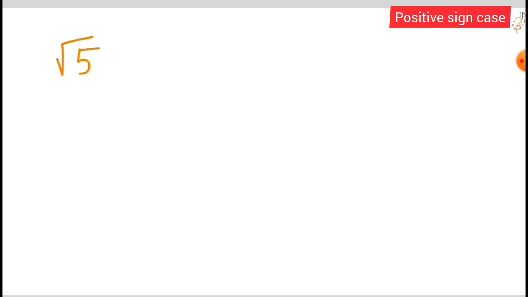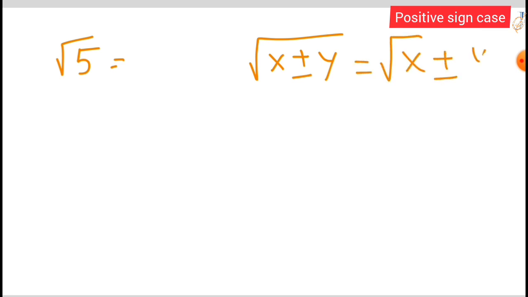Root 5 is a non-perfect square. What is the trick for the non-perfect square? That is square root of x plus or minus y, that is equal to square root of x plus or minus y by 2 square root of x.